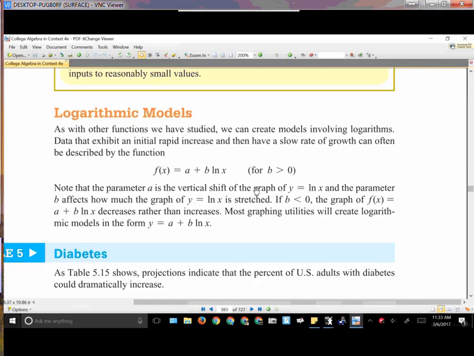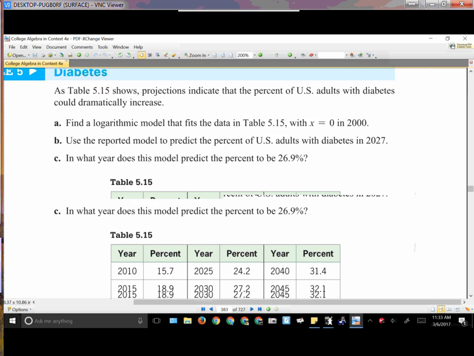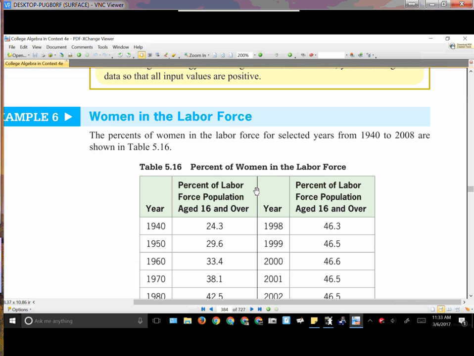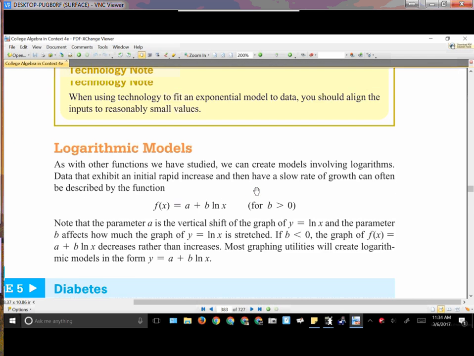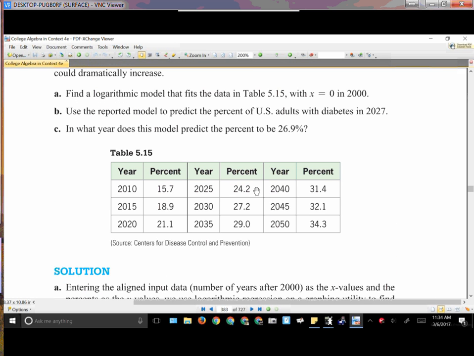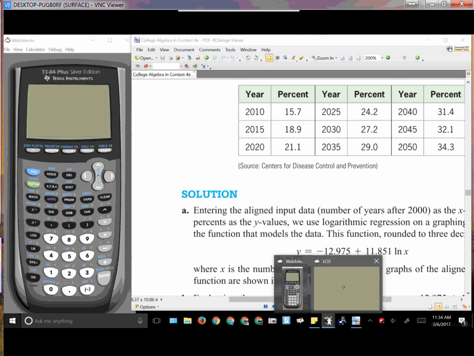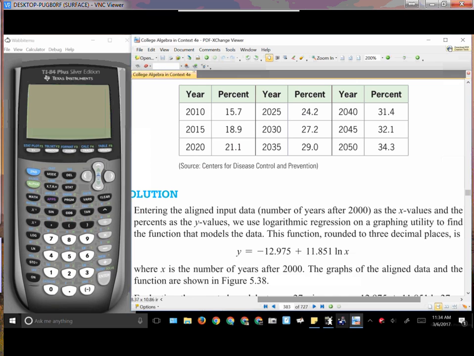Logarithmic models. So we can go through and do pretty much the same thing with logarithmic models. I don't think that we had, they didn't replicate the same data. So let's try this one here. We're going to put the data in and see what we can come up with for a logarithmic model here. So clear this out.